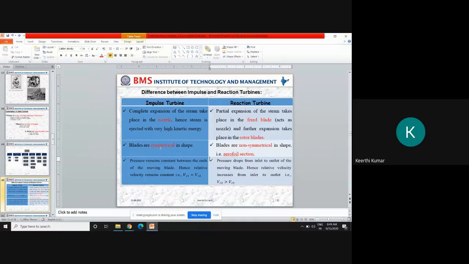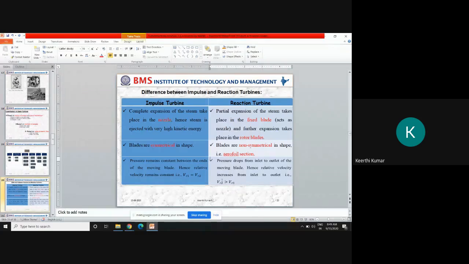Here they are symmetrical. Then the pressure remains constant between the inlet and outlet of the moving blade. Hence the relative velocity remains constant. VR1 is equal to VR2. This one is a technical term. I'll explain while deriving the problem. While going for the derivation or the problem, I'll do this. No need to worry about this much. Just remember, VR1 is equal to VR2 in this.